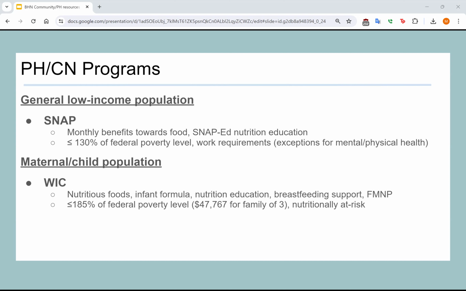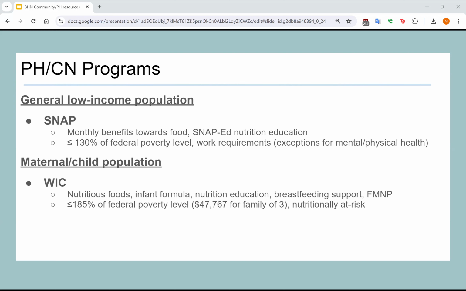And then in the maternal child population, we have WIC, the Special Supplemental Nutrition Program for Women, Infants, and Children. That serves pregnant women, breastfeeding and or postpartum women, children under 5, and infants. Some people don't know that you might also be eligible if you are a single dad or a foster or adoptive parent. So you might be able to cover your child if they're an infant or under 5 that way.